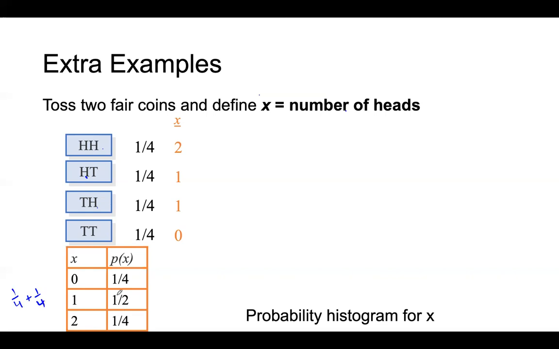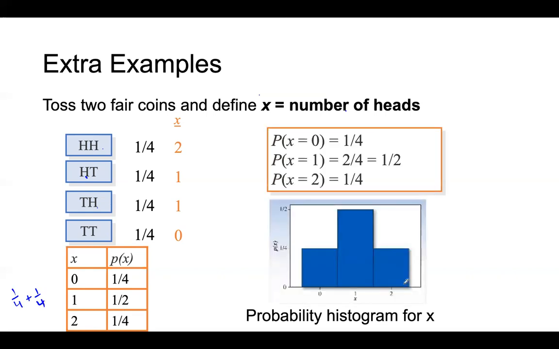So we can calculate that probability column, and that's what I wrote. Then we can also graph it, doing a probability histogram, which we've done before, where we have 0, 1, and 2, and we draw the histogram like this.